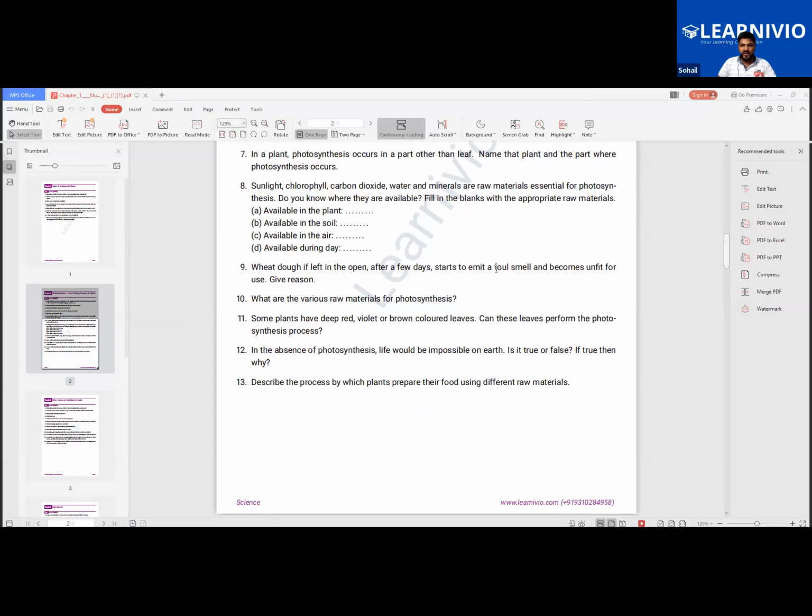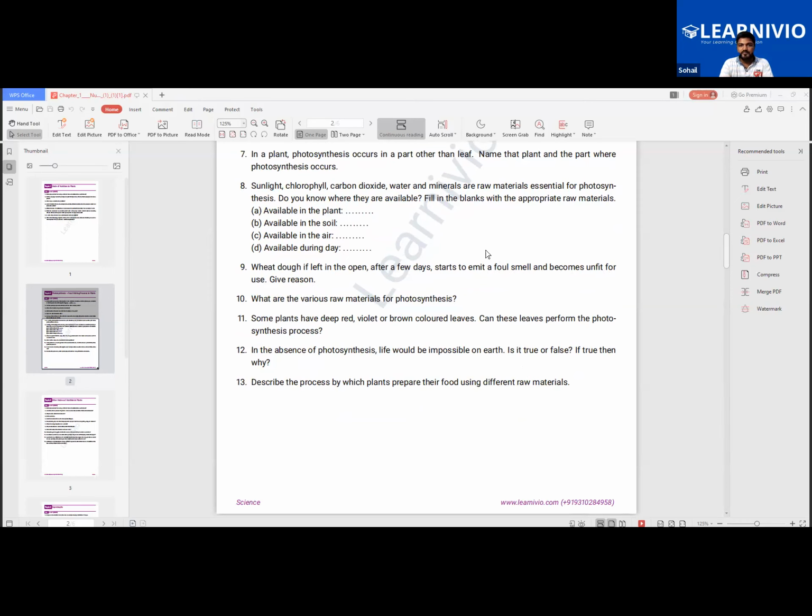Is the screen visible or not? Yes, sir, it's visible. Okay. So what we know is that plants are the primary producer of food on earth. Every living organism on earth ultimately depends on the food that is prepared by the plant. Whether it be we humans, whether it be cats, dogs, a lion, a tiger, an elephant, fishes. Everything ultimately depends on the plants, the food that is prepared by the plant.